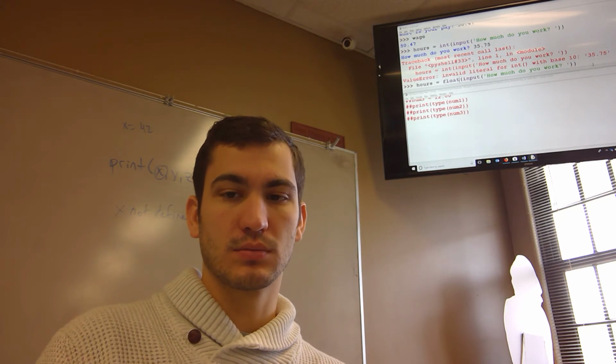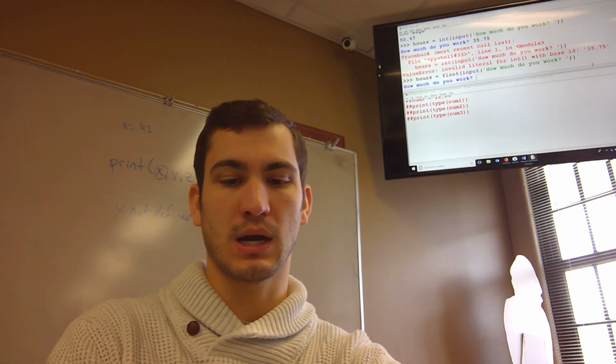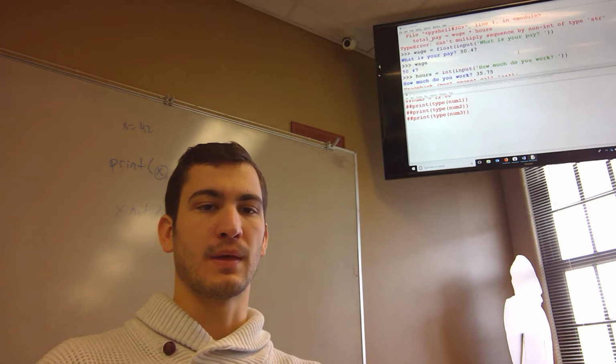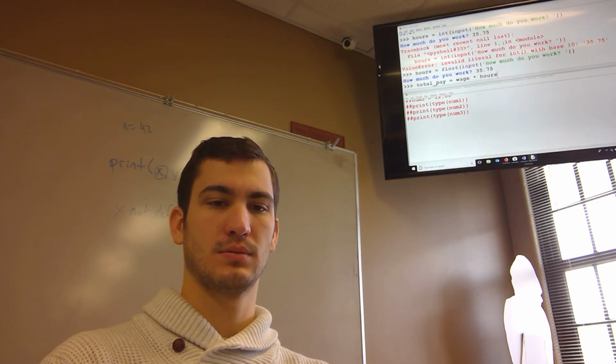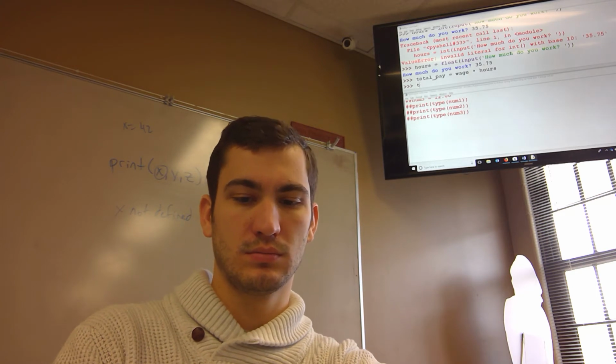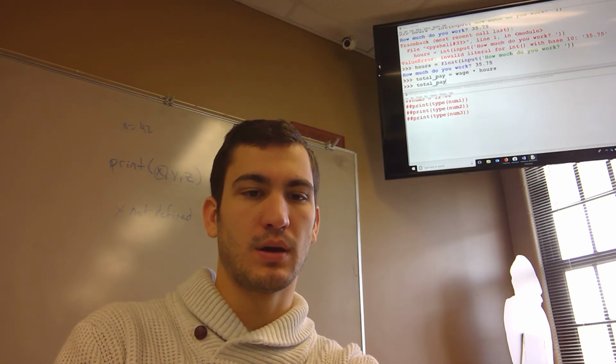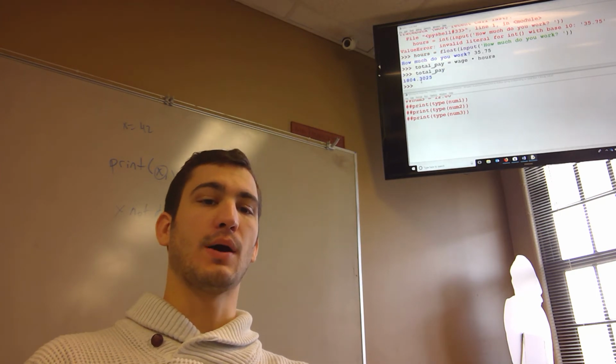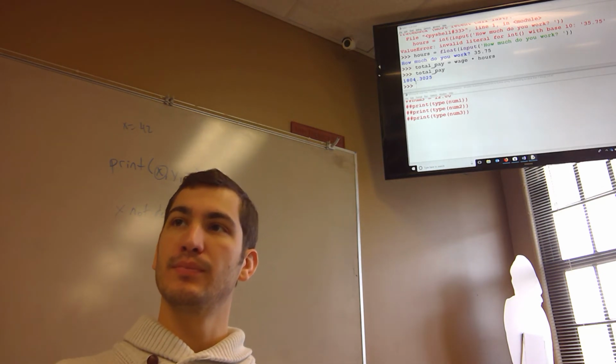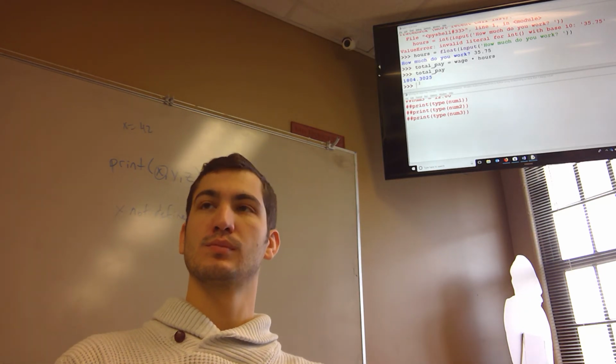So what you would do is instead of int, you do float. How much do I work? I work 35.75 hours. And then my total pay. Total underscore pay. Wow, I make a lot of money.